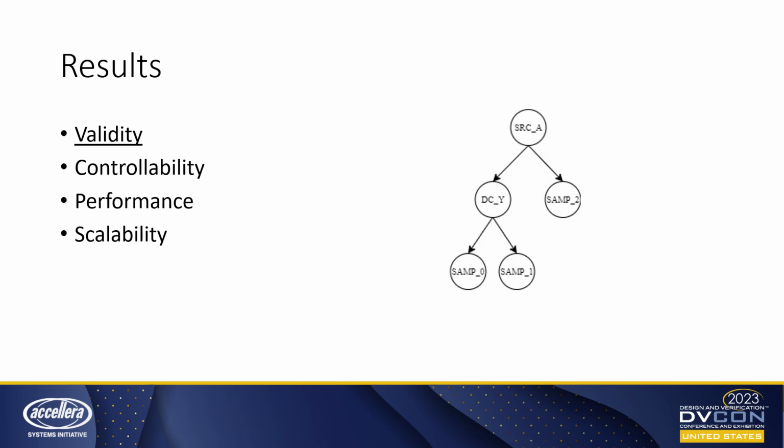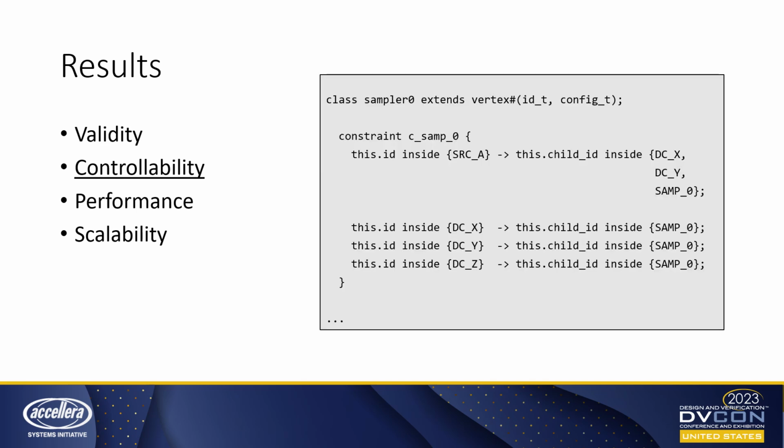In terms of validity, this is really given by the infrastructure and proven over the course of a number of basic projects where we successfully closed the defined coverage. In terms of controllability, it's rather straightforward to direct the framework to produce solutions in certain regions of the solution space. On the right-hand side of the slide, you can see an example where we subclass the vertex class, which has all the base legality constraints, with a sample zero subclass, which has additional constraints that would force the framework to produce a tree having always the sample zero as part of the branch.